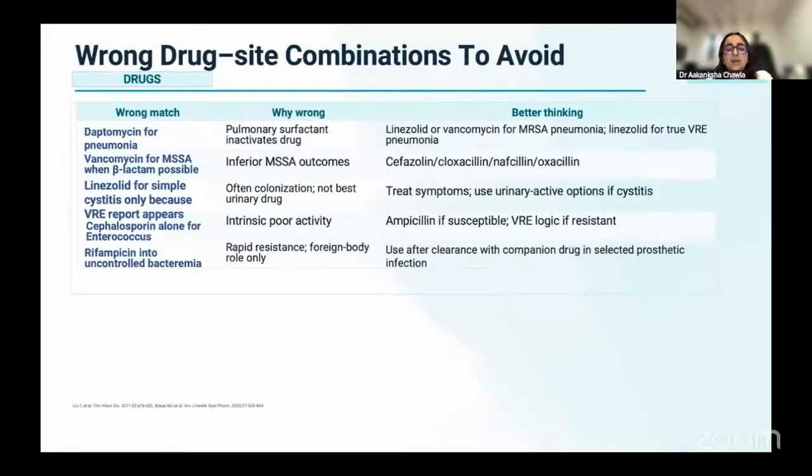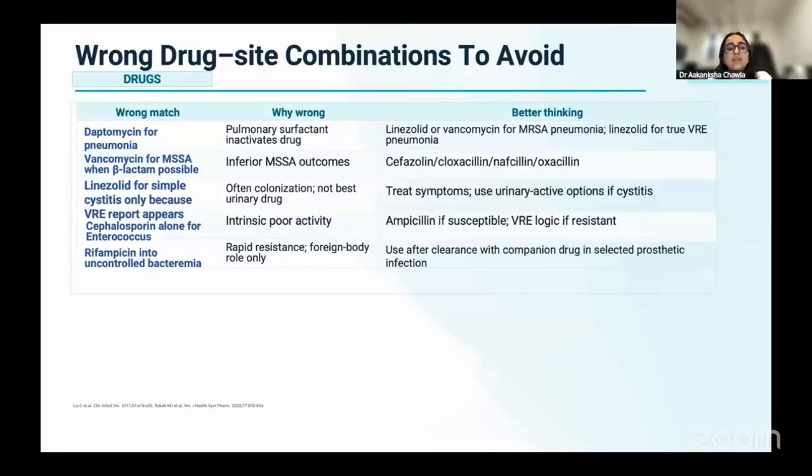Now you've understood the basic bugs and the basic drugs that we use for patients with gram-positive infections. If you combine them wrongly, then you will not be able to achieve the desired outcome and your patient will not get better, only worsen. So I just told you daptomycin for pneumonia cannot be given because it's inactivated by the lung surfactant. Vancomycin for MSSA when a beta-lactam is possible has inferior outcomes. So switch your patient to cefazolin, cloxacillin, nafcillin, or oxacillin, which are the MSSA drugs.